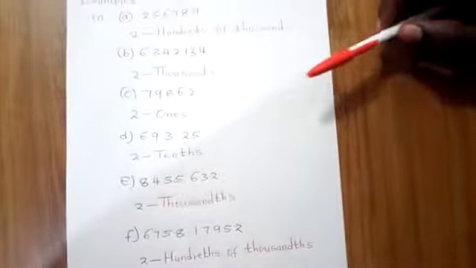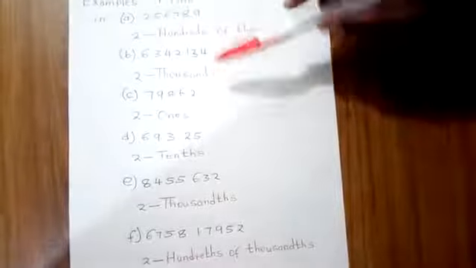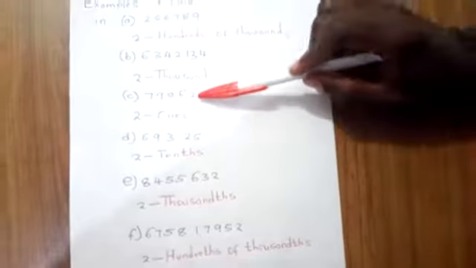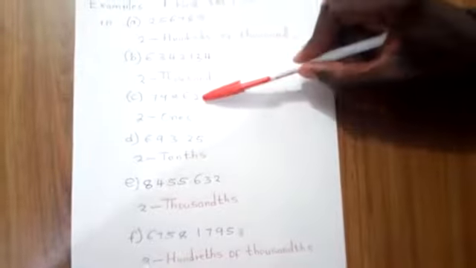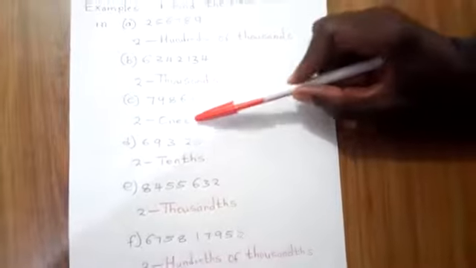Find the place value of 2 in this number. We start from the right, ones. So we don't need to continue because 2 is the first one. So the place value of 2 here is ones.